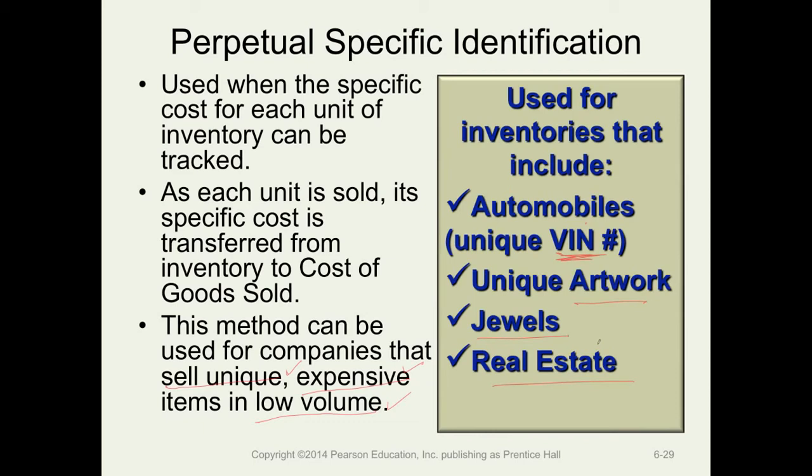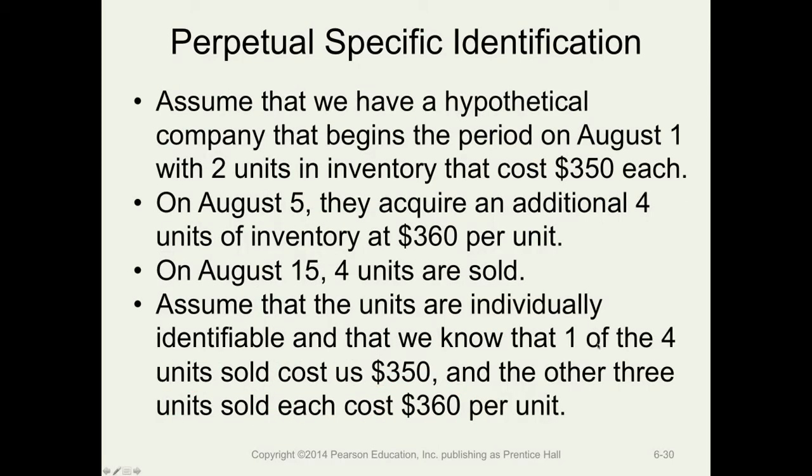Now, specific identification is not always available, and companies may not want to use it because it may not give them the results that they're looking for in their financial statements. And for tax purposes, it may not be as useful, as we'll see. So that's why we have the cost flow assumptions. Now, an example of specific identification would be in our simple illustration.